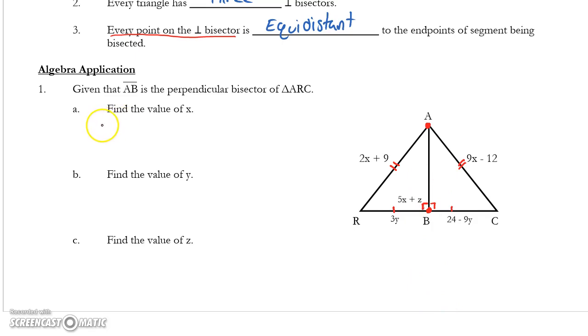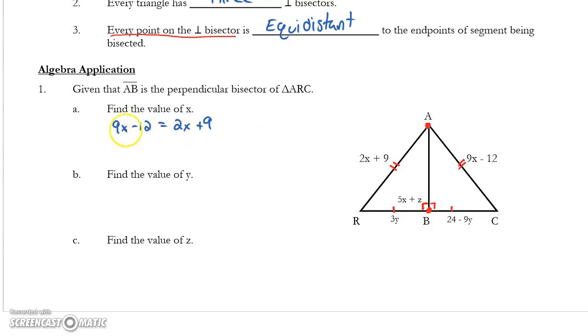So, first, find the value of x. Well, I really have three different equations I could set up. I could set 3y equal to 24 minus 9y. Well, that's not going to help me find x. I could set 5x plus z equal to 90 because it's my angle and it's perpendicular, but I don't know z. I can set 2x plus 9 equal to 9x minus 12. That's the one that's going to help me with x because that is the only variable in those two expressions. So 9x minus 12 equals 2x plus 9.